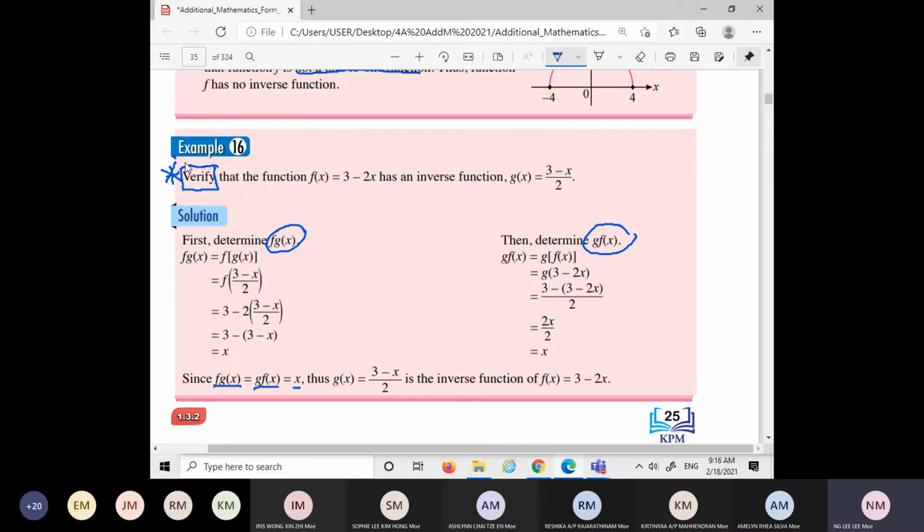So these are very important. You can make some short notes on this. For composite functions, first of all, you find fg(x). You do, then you get x. After that, you find gf(x), another composite function. You do, you also get x. Then you write out this. So you can say g(x) is the inverse of f(x). So this is verified. We turn to the next page.